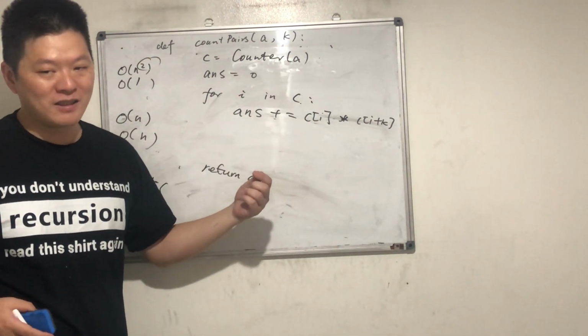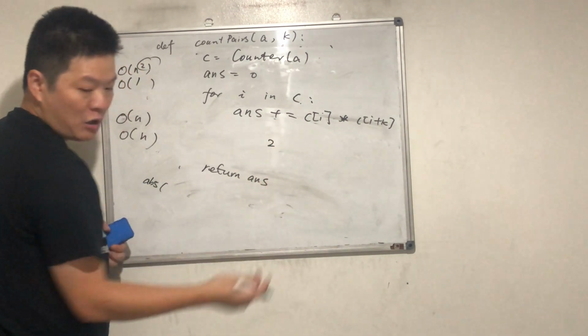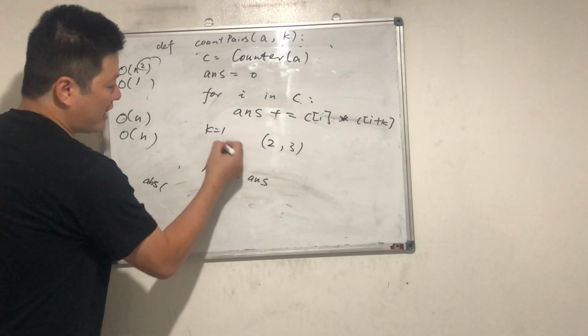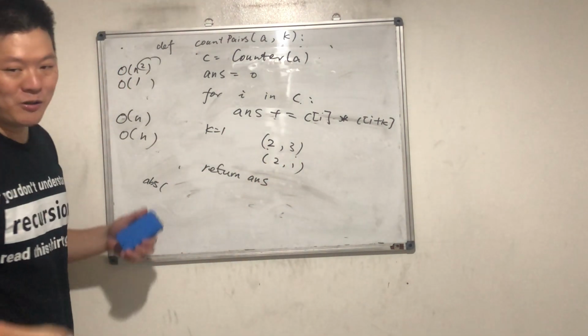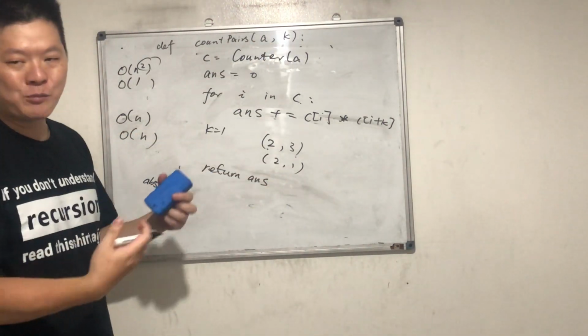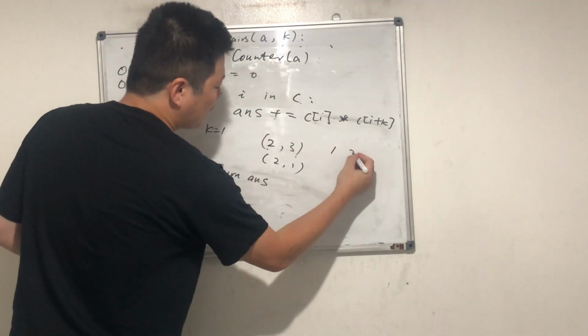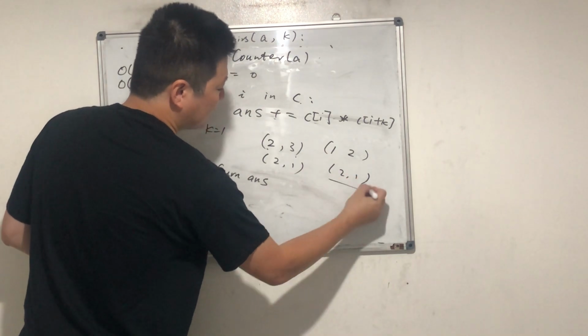If the difference is k, we can count the pair, answer plus equals 1. If k equals 1, we can count the pair 2, 3, or 2, 1. This is the same, we're only counting it once. If you count it twice, that will be a duplicate. Like 1, 2, we only count it as 1, 2, not 2, 1. Okay, this is the same pair.